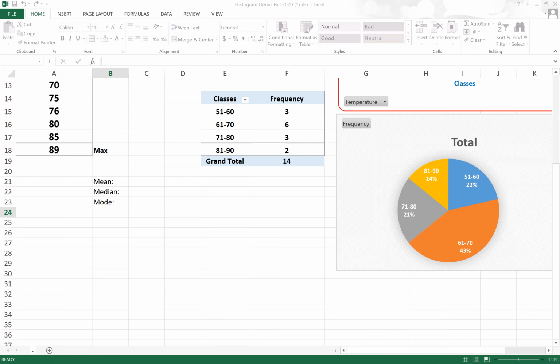Range, variance, standard deviation. Okay. Range, variance, standard deviation. So go back again, right here. Okay, range, variance, and standard deviation. Okay, that's D, right?